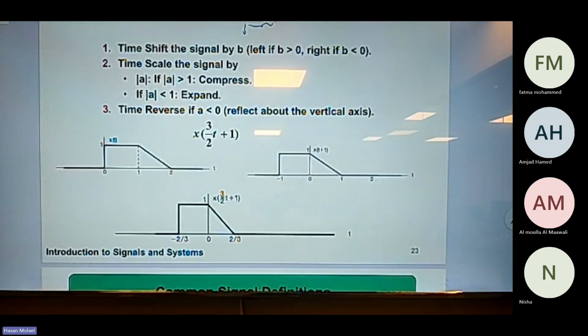Here, if we have x(t), at first we should apply the time shift, it's plus 1. We should move the shape 1 unit to the left. Then we should apply the time scale. a is 3 over 2. We multiply this value by the inverse, which means 2 over 3. So minus 1 would be minus 2 over 3, and 1 would be 2 over 3.